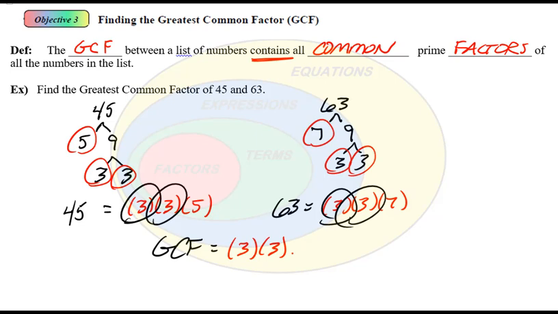So there's no other factors that are common. So the greatest common factor then would equal 9. So the greatest common factor between 45 and 63 is 9.